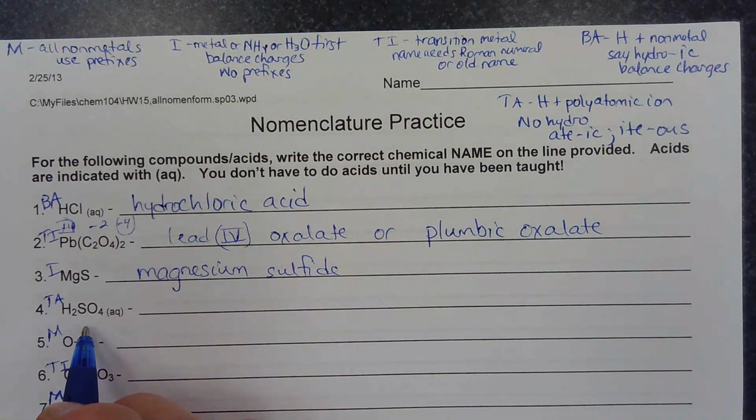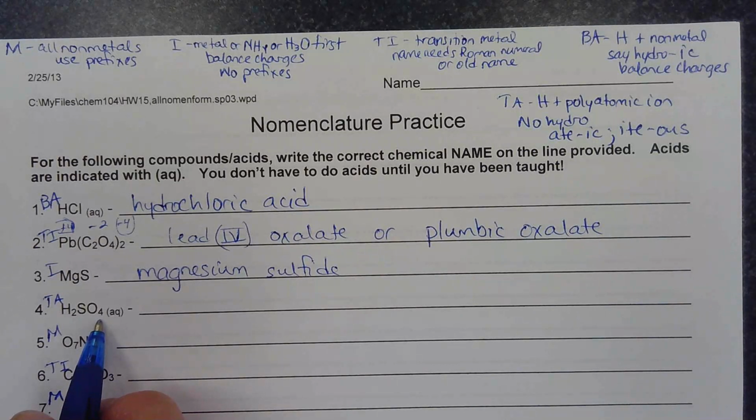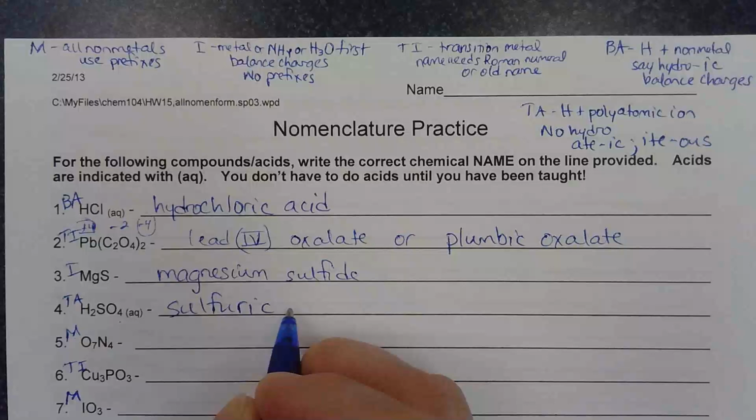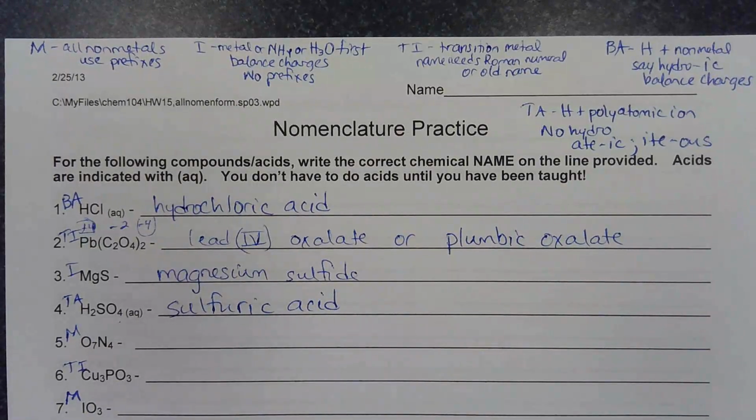H2SO4. Who is this? It's tertiary acid. What do we not say? We do not say hydro. So then the name comes from sulfate changes to ic. Now, if you wrote today sulfic, you have to count it wrong because you don't really know it's sulfuric. But it truly is sulfuric acid. It's truly sulfuric acid. Sulfuric acid. Yes or no? Okay.